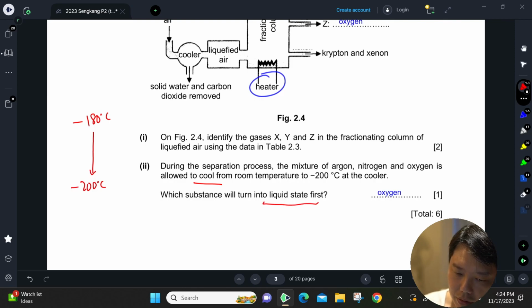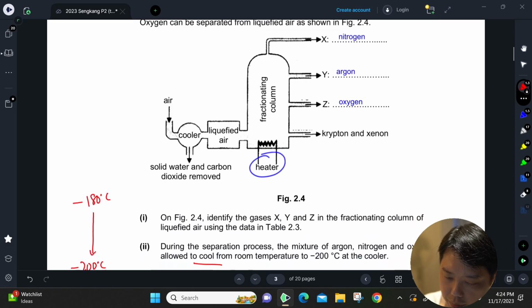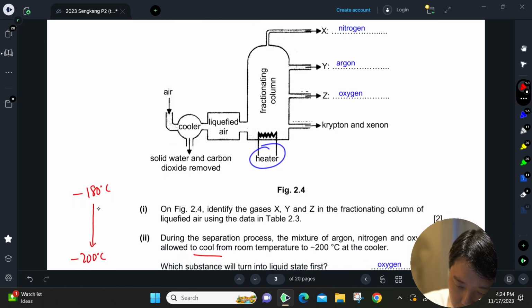So you want the smallest number here, which will be oxygen. Because as soon as it drops down to minus 182 degrees Celsius, oxygen starts to go from gaseous to liquid, because it has the highest melting point.